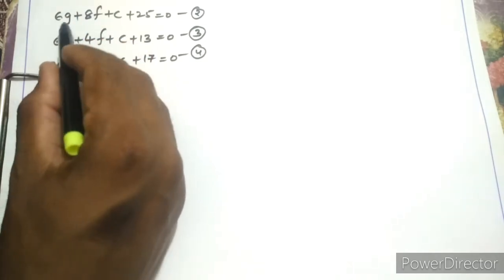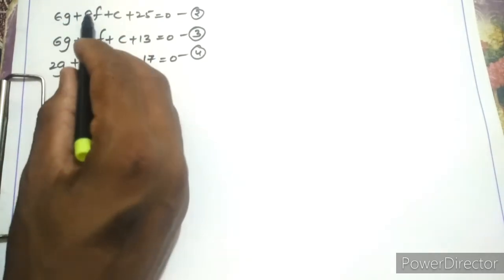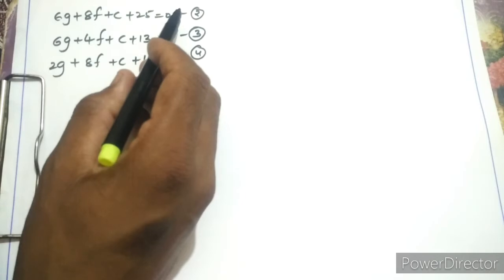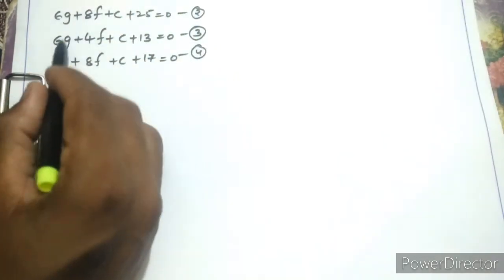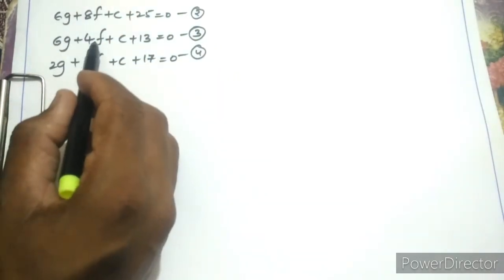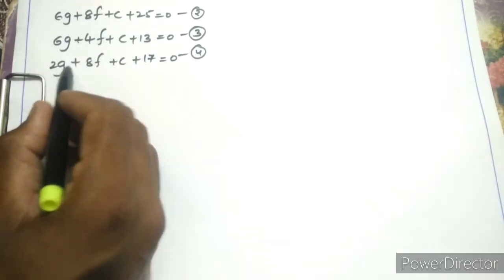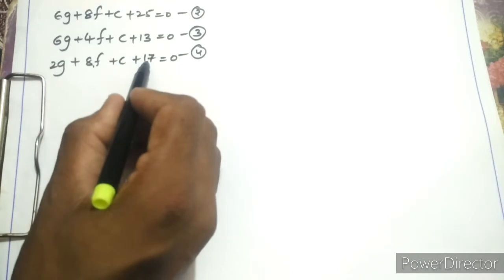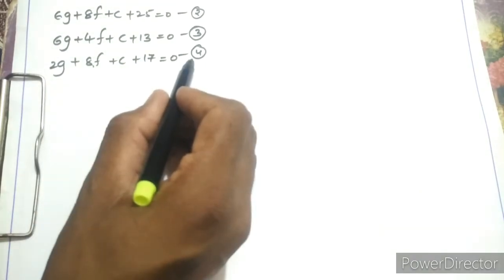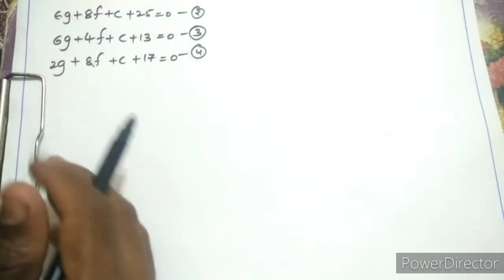So now see, this is the second equation. What is the second equation? 6g plus 8f plus c plus 25 is equal to 0. This is the third equation: 6g plus 4f plus c plus 13 is equal to 0. This is the fourth equation: 2g plus 8f plus c plus 17 equals 0. So we have to solve these three equations.